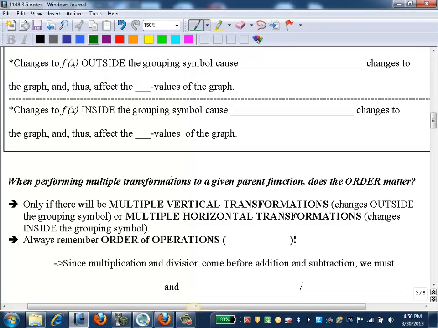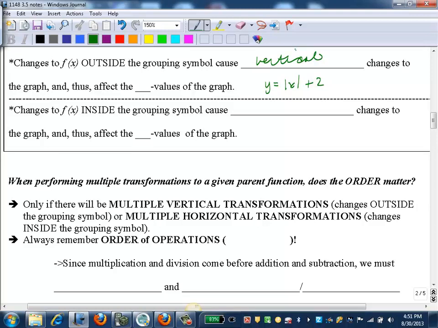Now let's summarize what we've learned so far about transformations to our parent functions in our library of functions. When we make changes to the parent function f of x, and those changes are outside the grouping symbol, an example would be y equals absolute value of x plus 2, where we're adding the 2 outside the grouping symbol. You may recall, since we're adding outside the grouping symbol, this is going to cause a vertical shift up 2 units.